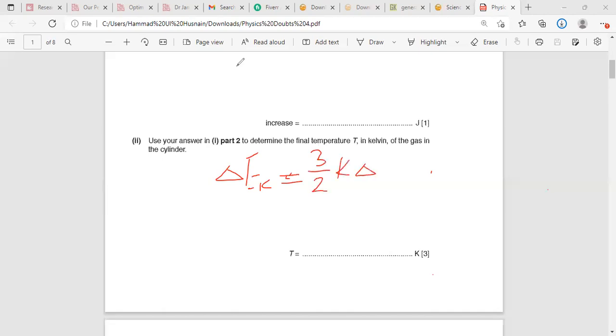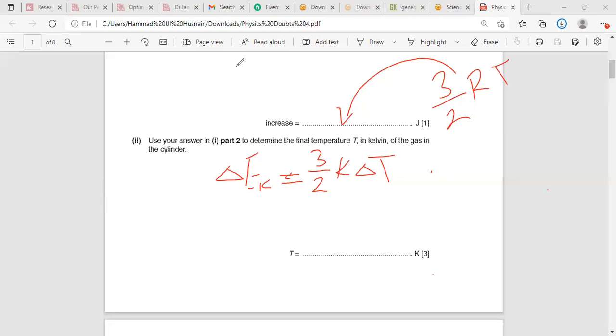We know the expression of kinetic energy, del Ek, is generally equal to 3/2 K del T. Wait, I don't know that formula. What was the formula which you were telling me? 3/2 RT, right? 3/2 RT. Okay, just give me a second to tell you how we will get this.